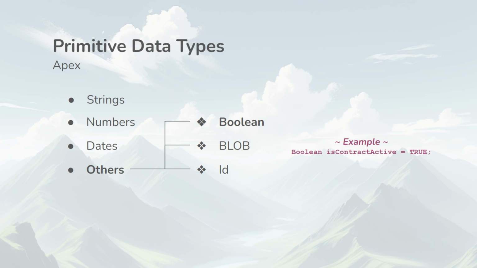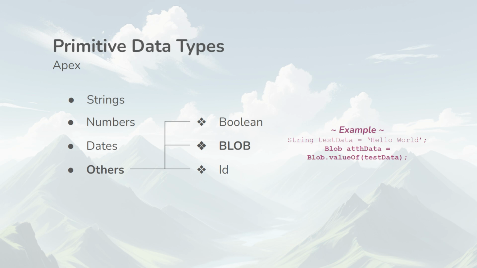The next data type is Blob. This is a special data type which is used to hold the binary information. This data type should be used to collect and store information about files or attachments in Salesforce.